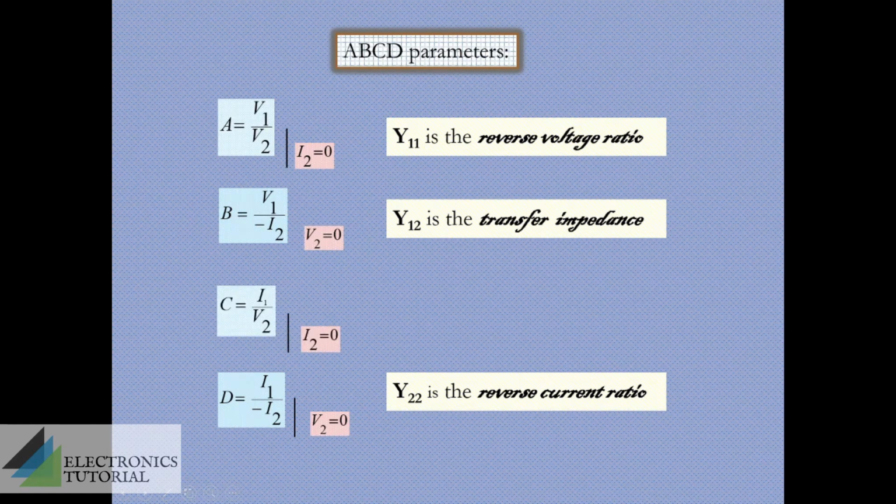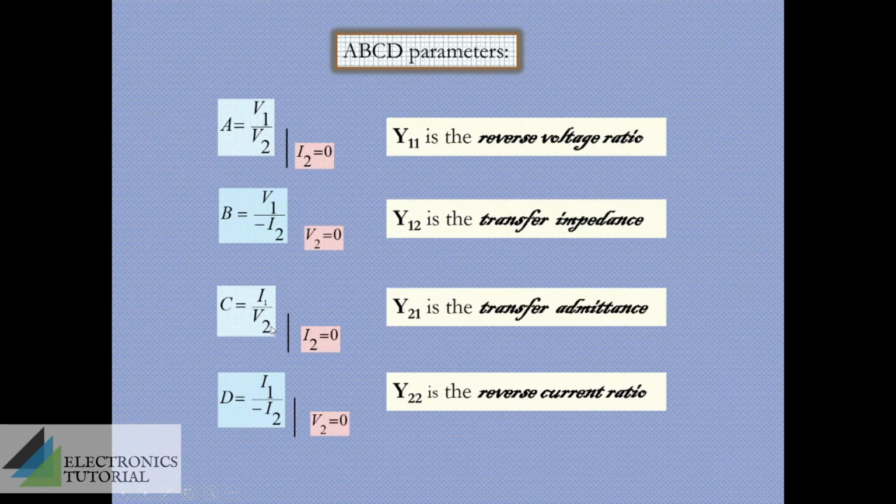And the last one, C is equal to I1 by V2. The relation I by V indicates that it is an admittance function, and as it has both the input and output terms, it can be called transfer admittance.